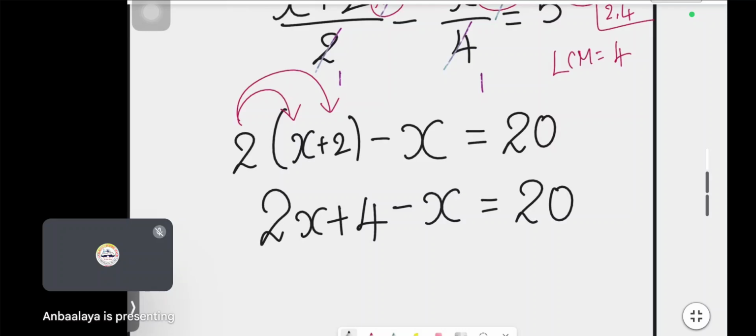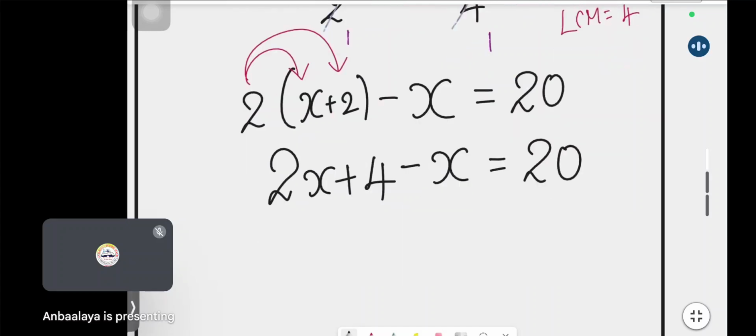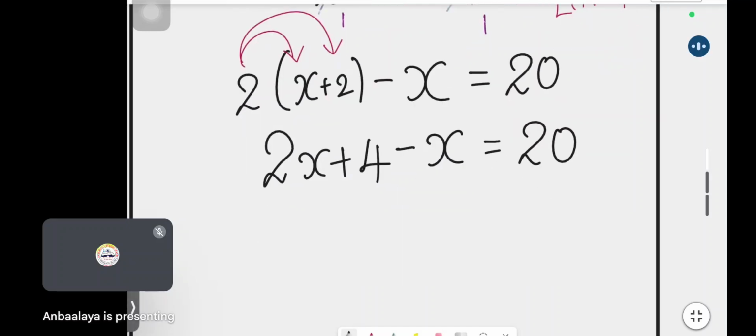2x minus x is x, so x plus 4 is equal to 20. Prayukta, you are not answering anything. Can you tell what the next step is?